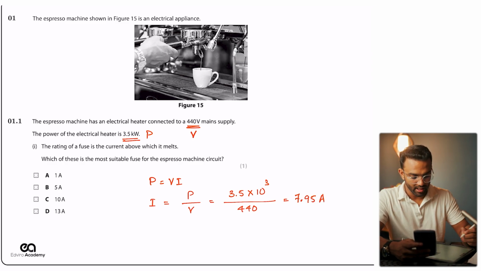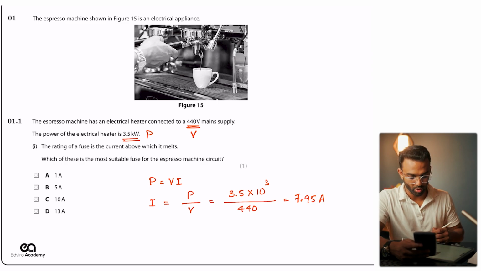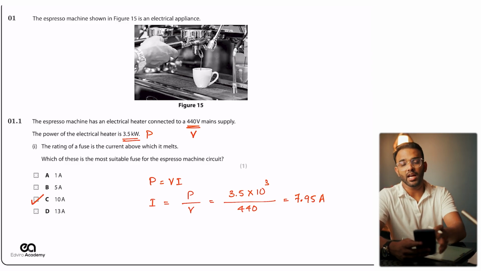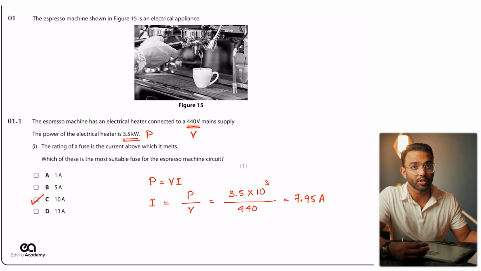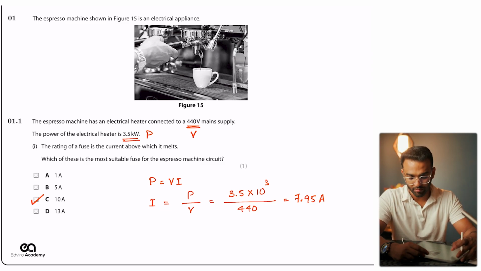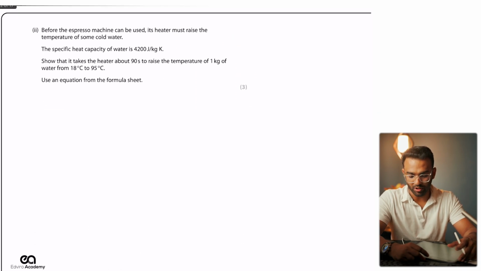7.95 amps. But we don't have 7.95 amps in the options. So the maximum you can go for is C. So we can go up to 10 amps, and after 10 amps, if there is more current drawn by the wire, the fuse will melt. Okay, so that's how you solve this particular question for 1 mark. Moving on to the next part.